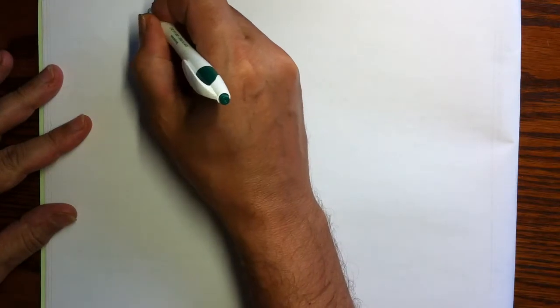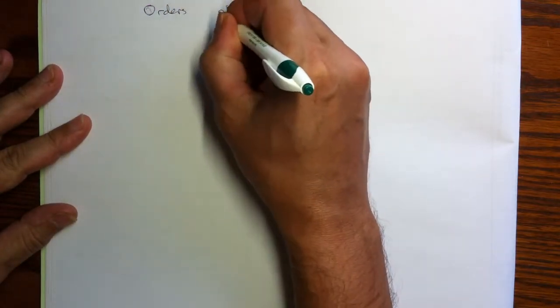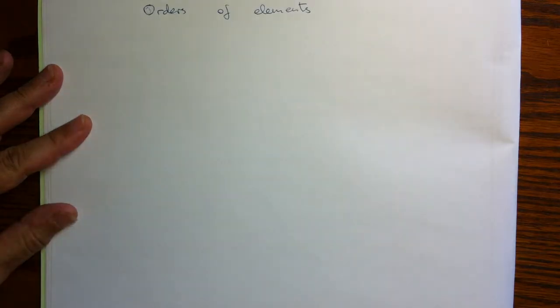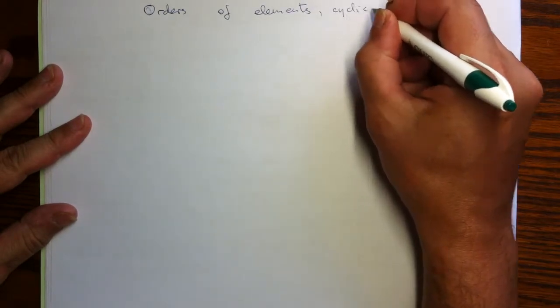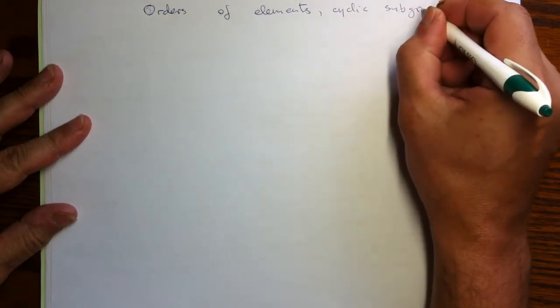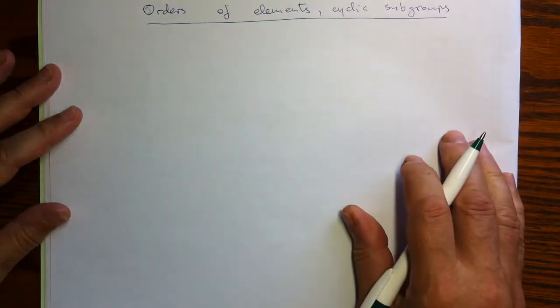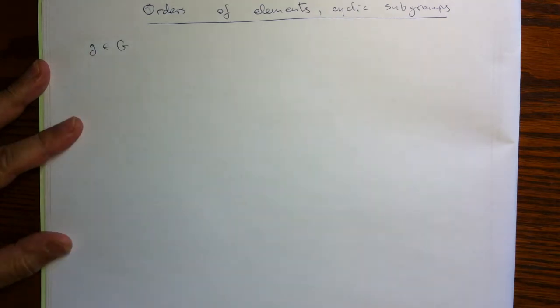Hello, here we talk about orders of elements in groups. And also cyclic subgroups are a related concept, a related construction. So let's imagine an element g in a group. And let's introduce the following notation.